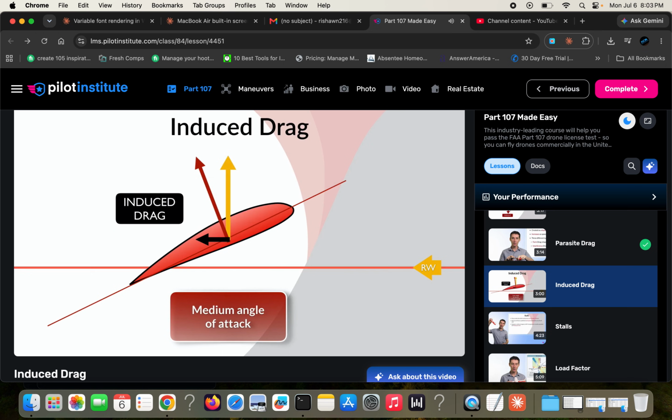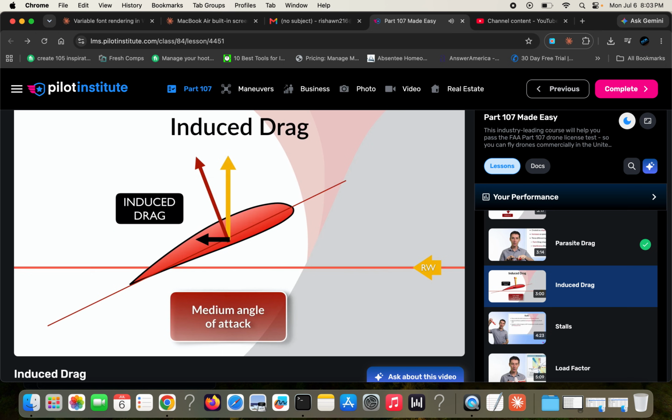And the stalls are basically what happens when the airfoil reaches what we call the critical angle of attack. Most aircraft that fly have what's called a stall speed, the speed at which the aircraft is going to stall. Now, when we say stall, a lot of people think the engine stalls. It has nothing to do with the engine, okay?